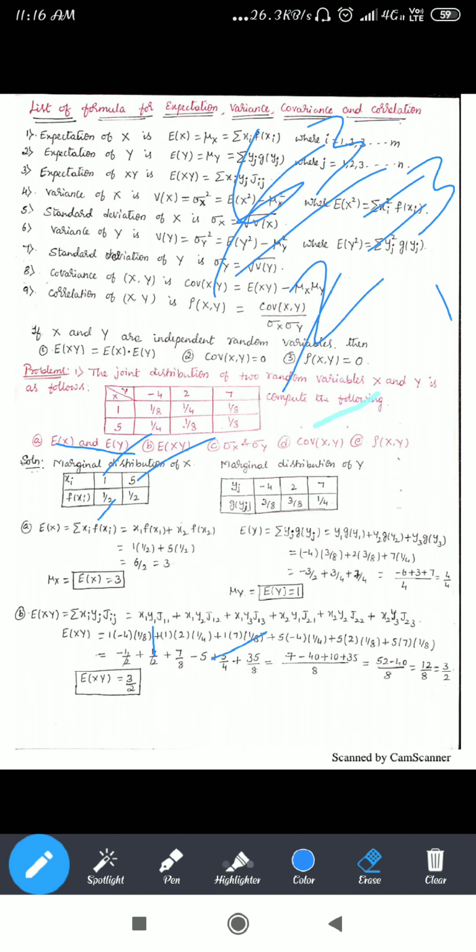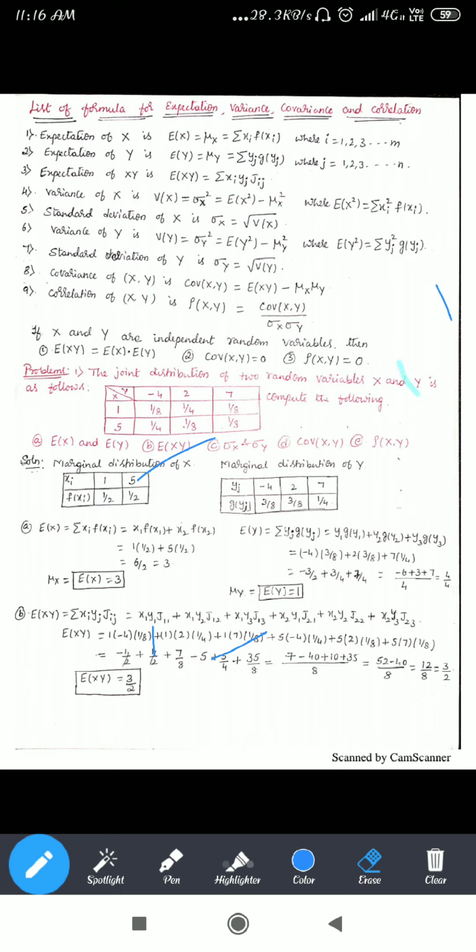Similarly, if you add for E of y, you will get the answer as 1. You use the calculator or do simplification like that itself, and you'll get it.